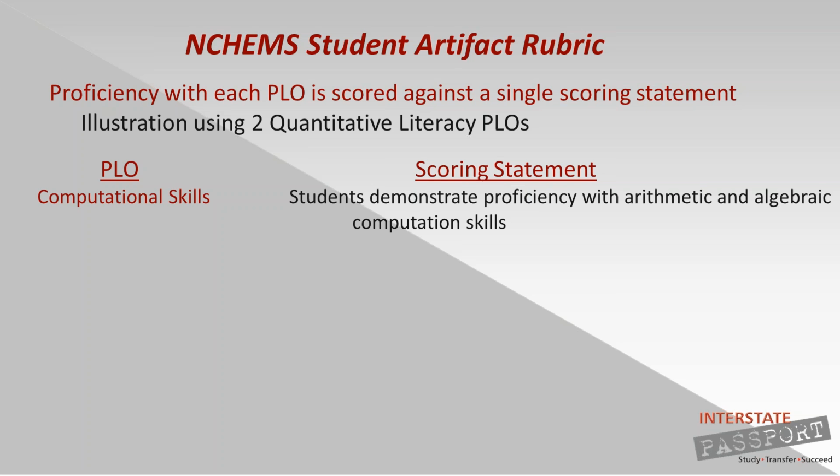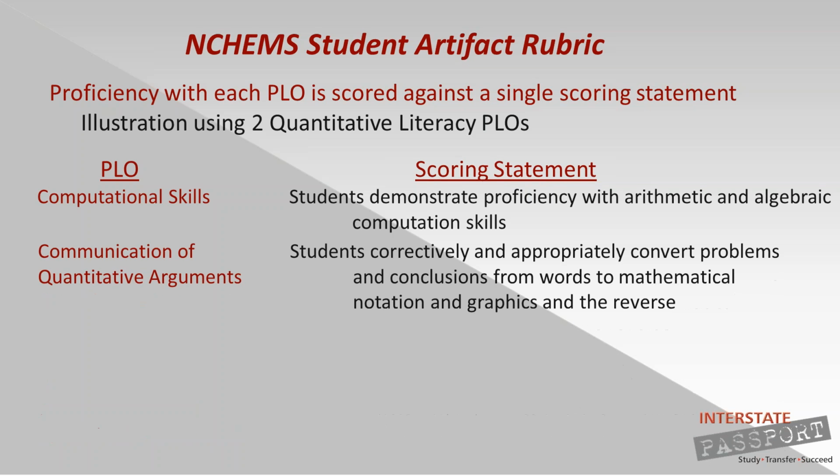So the artifacts, the student work elicited by the assignment, if in the PLO for computational skills, will be mapped against this scoring statement. A second illustration is for the PLO of communication of quantitative arguments. And the scoring statement there that will be used for all assignments from all 6 institutions is that the student correctly and appropriately converts products and conclusions from words to math notation and graphics and reverse, illustrating that the student is proficient with communicating quantitative arguments.